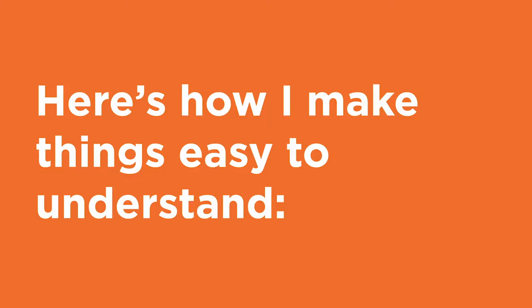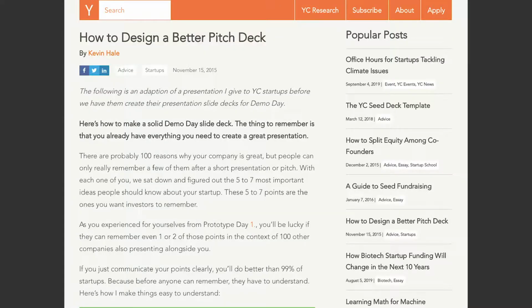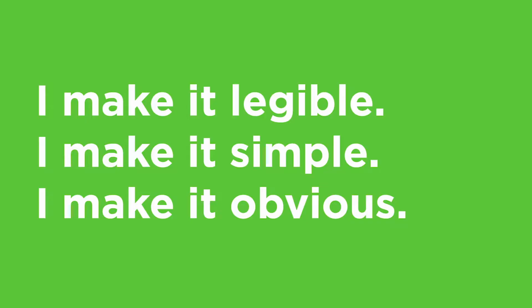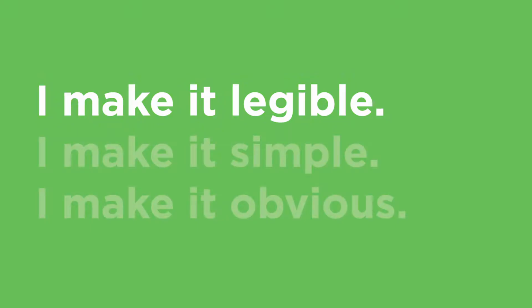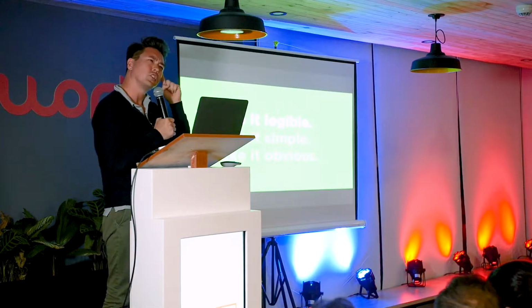Now, before anyone can remember at the dinner table what you do, they have to understand. And so I have very simple rules for how to make things easy to understand. This will sound familiar if you're familiar with an essay I wrote on how to design a better pitch deck. The way I talk about designing a pitch deck actually works for ideas and lots of other things. The way I make things easy to understand on a pitch deck or a slide is to make it legible, I make it simple, and I make it obvious. In today's presentation, we're just going to focus on making your idea legible, which is going to sound interesting, right?